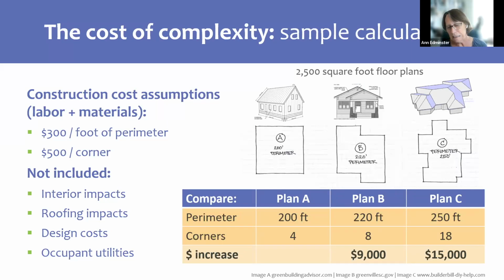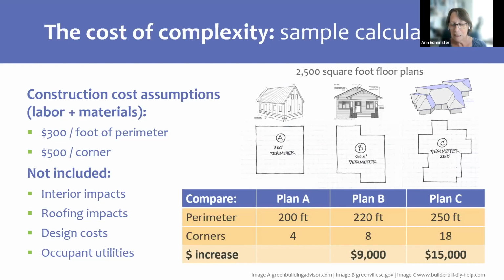We've got a slightly elaborated rectangle in option B, and then a more elaborated one in option C. And so what that added for plan A was 20 feet more of perimeter, four more corners for Plan B. Sorry, my brain's bouncing around.